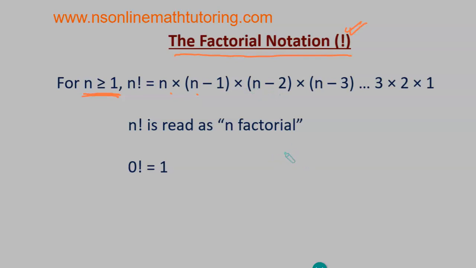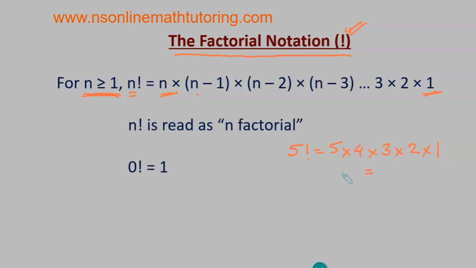That means if I take 5 factorial, it will be equal to, we start with 5. In factorial, we start with n. So 5 factorial, we start with 5. Then 5 minus 1, that is 4. Then 5 minus 2, that is 3. 5 minus 3 equal to 2. And finally, the last number will be equal to 1. Okay. So 5 factorial equal to 5 times 4 times 3 times 2 times 1.